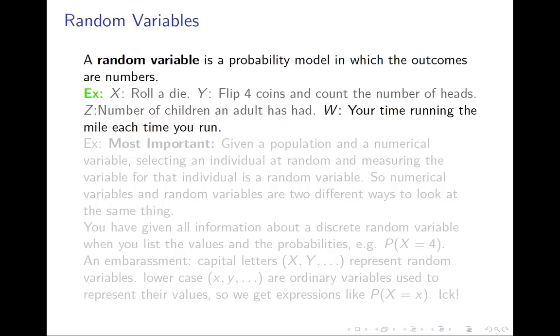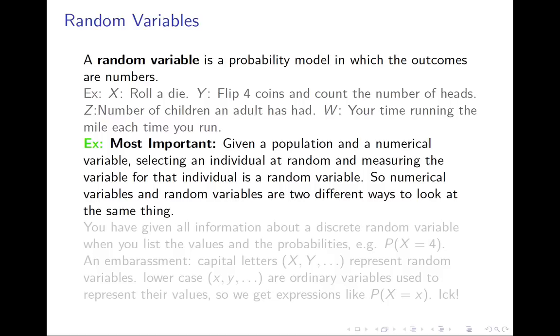The first three, X, Y, and Z, are discrete. The possible values are integers, nothing in between. But the last one is continuous. Any real number, positive real number at least, is potentially a time for your run. We will see that that discrete versus continuous distinction, which didn't really matter in anything we did with numerical variables, will become very important, especially from a theoretical point of view, from our way of describing random variables.